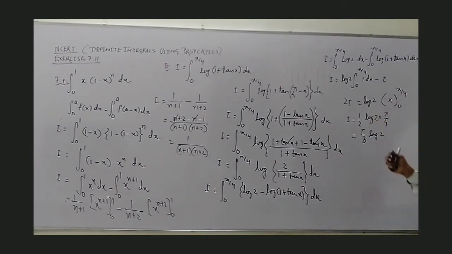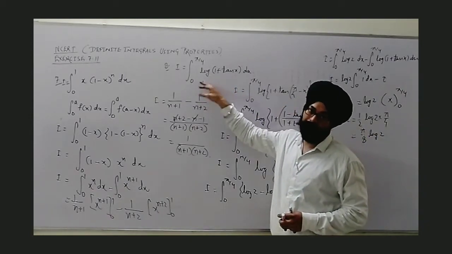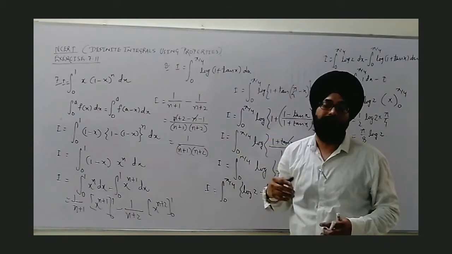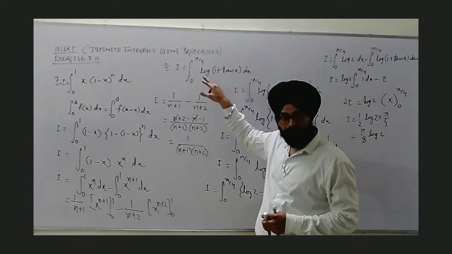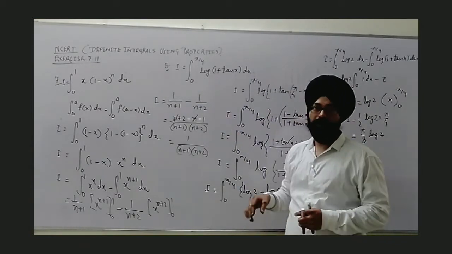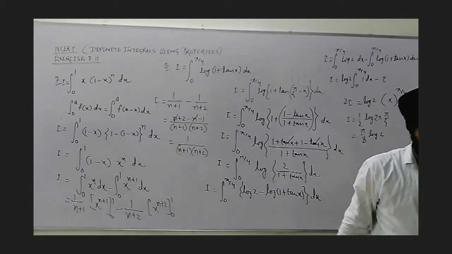Now you can see how easy it becomes when we use the property, otherwise the function was looking bigger, a complicated one. So just identify which property is applicable. So repeatedly I am saying property number 5 should be tried when the lower limit is 0. We will see the next batch of questions here.